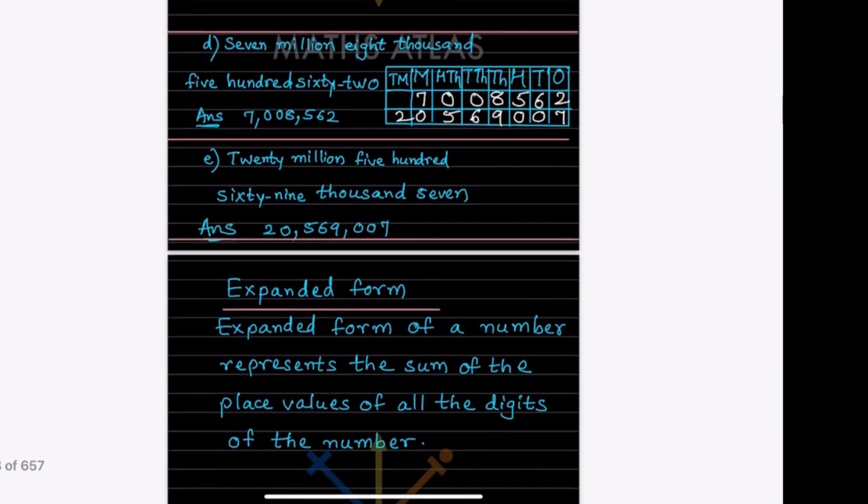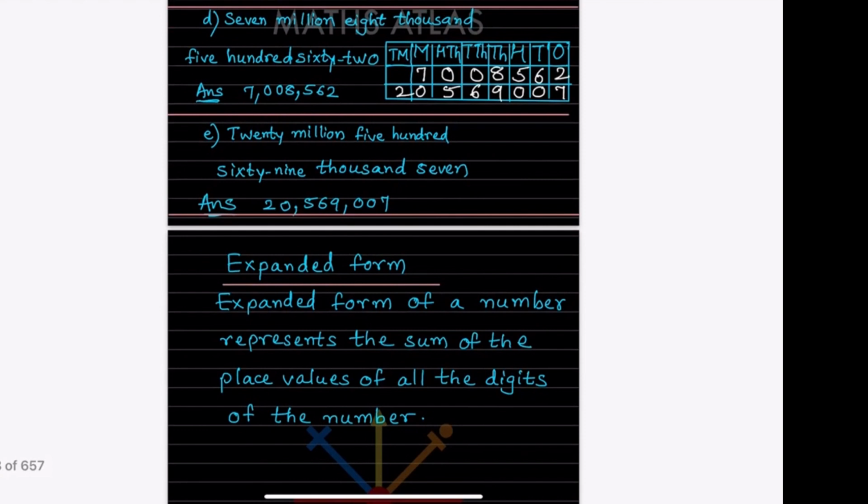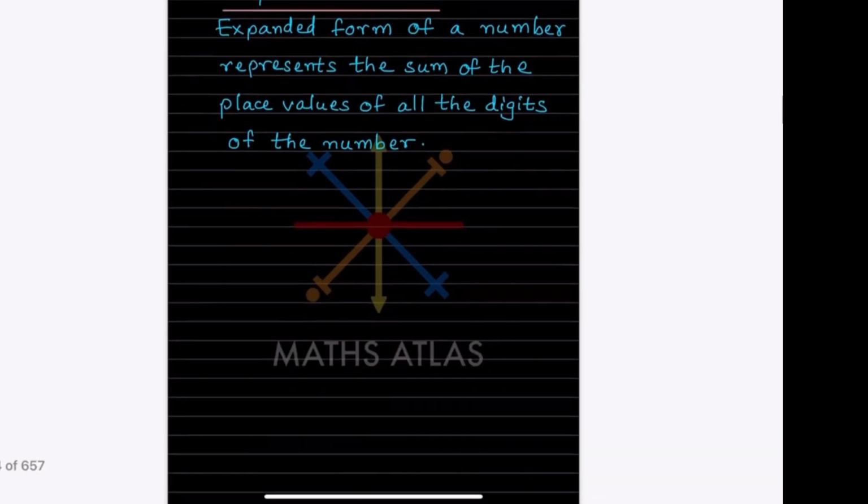Now let us see the expanded form. So what do we mean by expanded form? Expanded means, in a simple way, that we have to break up that number, isn't it? So if I give the proper definition, the expanded form of a number represents the sum of the place values of all the digits of a number. In short, that is breaking up the number.